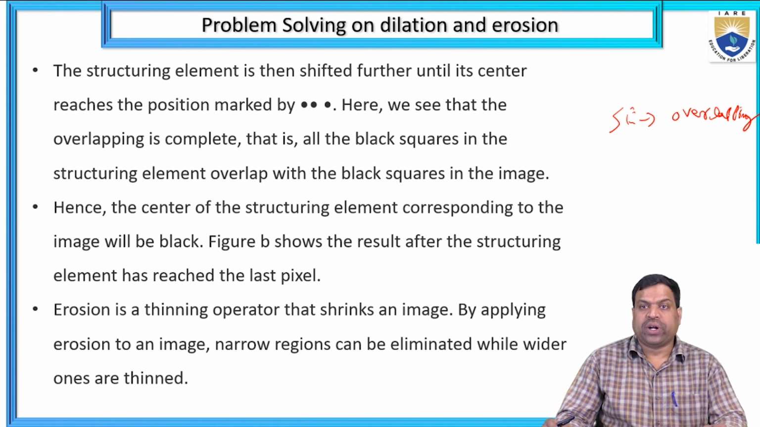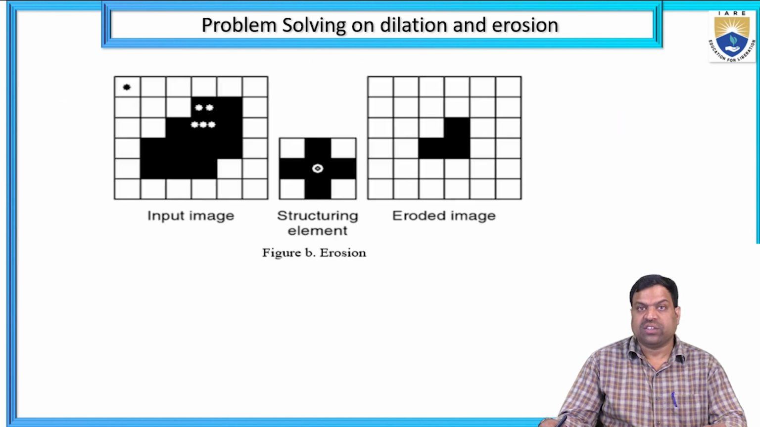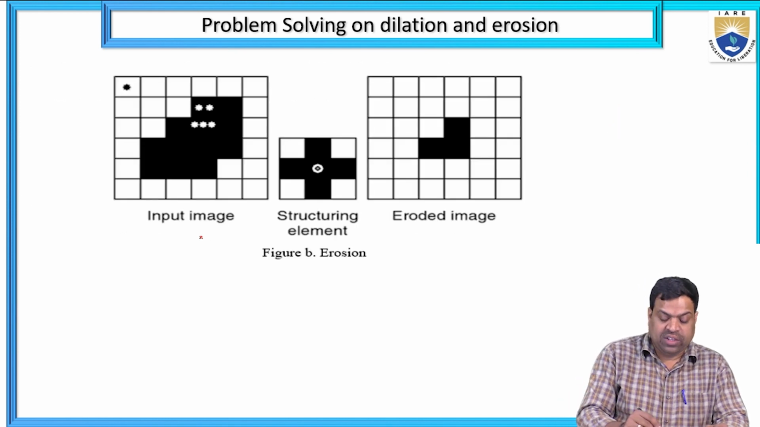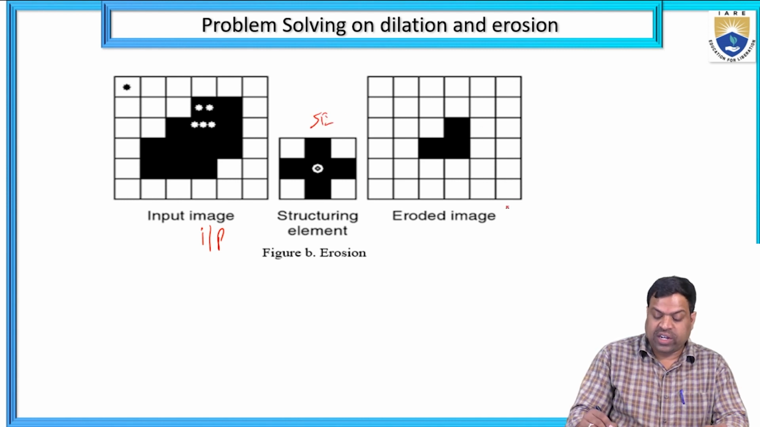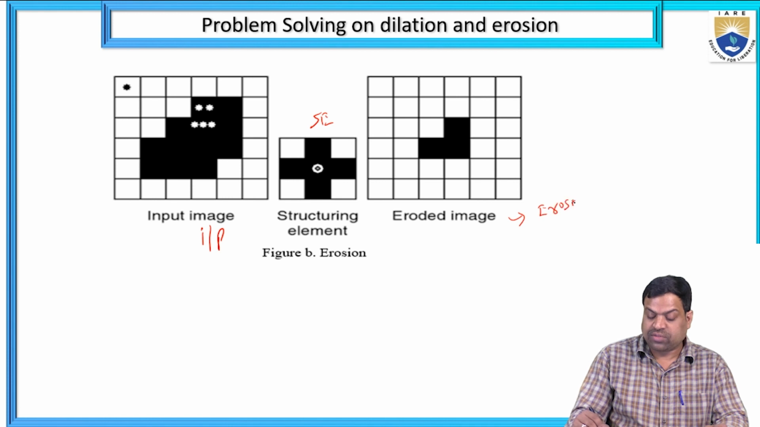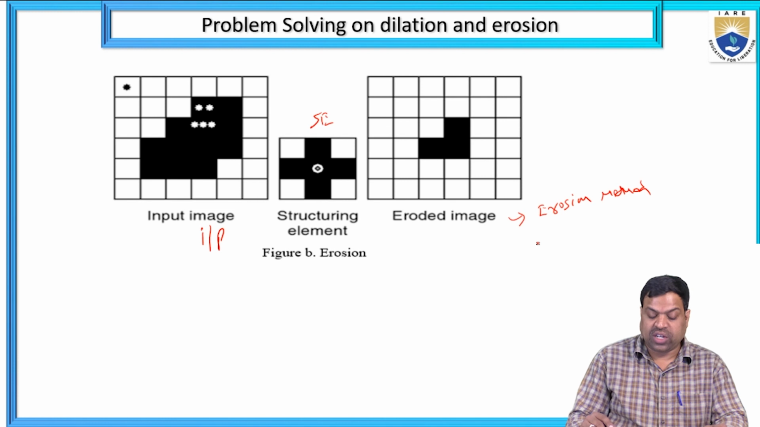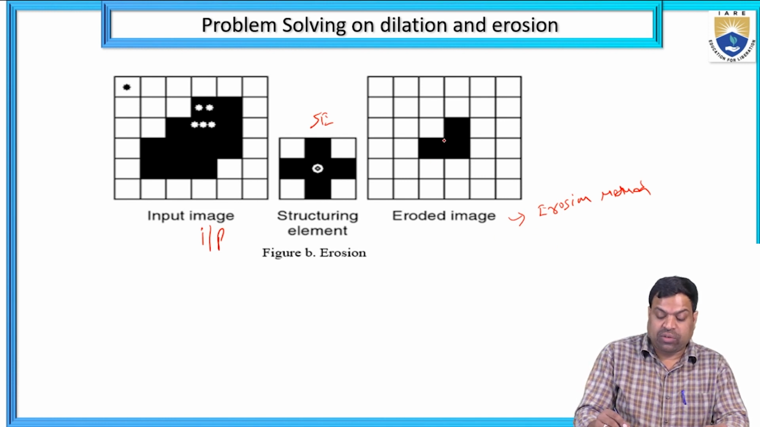Erosion is a thinning operator that shrinks an image. By applying erosion to an image, narrow regions can be eliminated while wider ones are thinned. So if I take the input image and the structuring element SE, the output is the eroded output, where the erosion method has been applied.